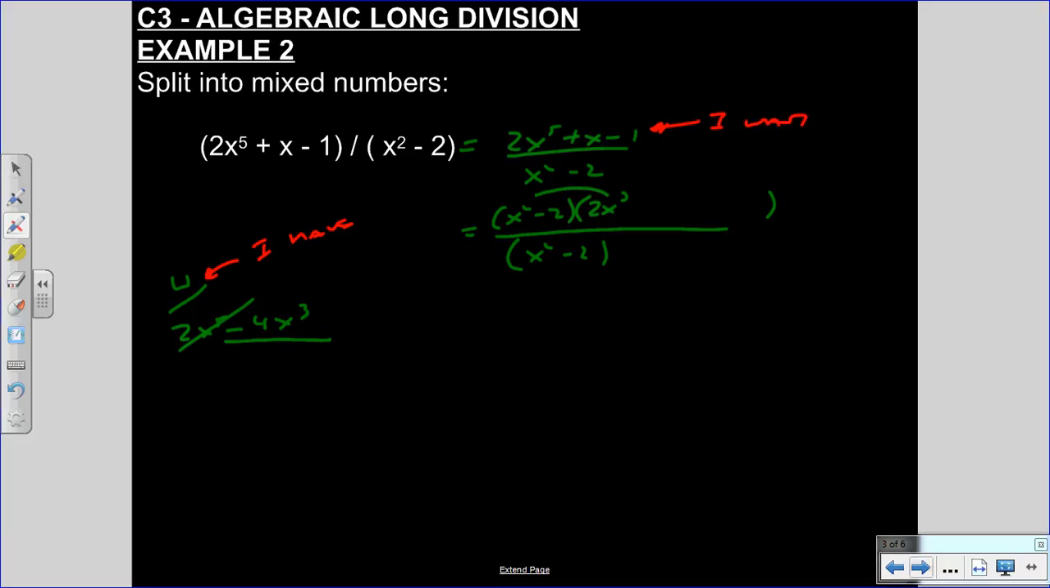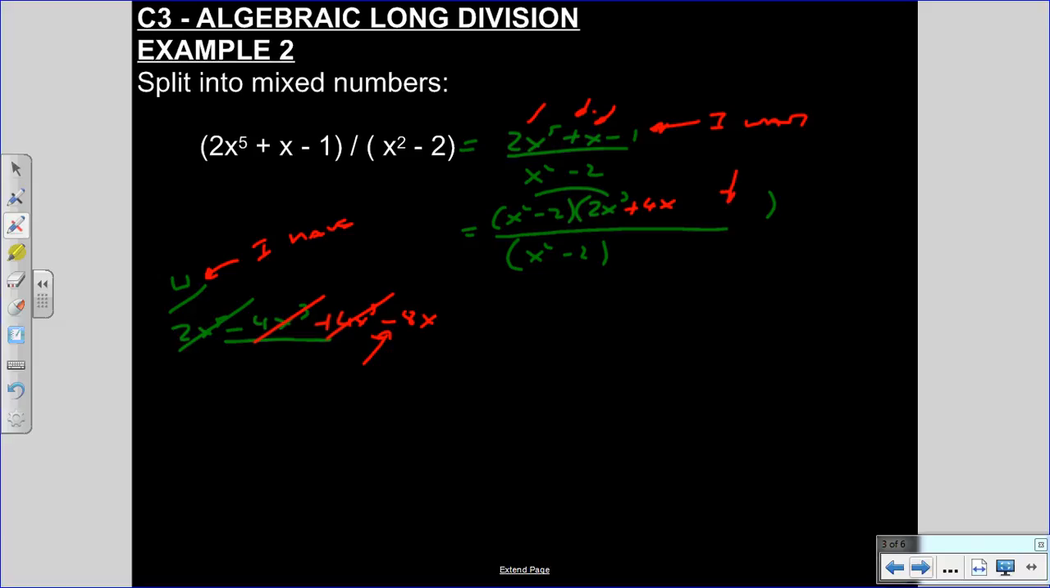So how do we get rid of that minus 4x cubed when here we have no x cubed? Well, I need to times x squared by plus 4x. So multiply it out again, just that 4x bit, 4x cubed minus 8x. Cancels, cancels, that's exactly what we wanted. Here I've got minus 8x, so we've got our 2x to the 5, that's good. Here I've got minus 8x, but here I've got 1x. What can I times x squared by to get rid of minus 8x? Well, I can't. There's nothing I can times it by.